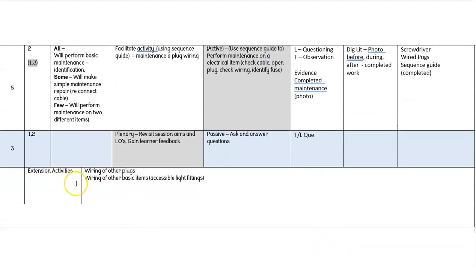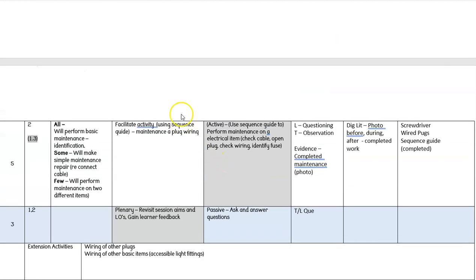Useful step now: extension activity. Oh, it has to be the two outcomes I use for this session. Extension activities are, if you've got time, what else could you do? So this caters for sometimes you're more able. It makes sure that if you're early, you've got something else to do. So you could have other items that they could plug and check. In this case, we're using a light fitting. So one end I've got the plug, but I've also got a simple light fitting that they could check as well, because it's just wired slightly differently.